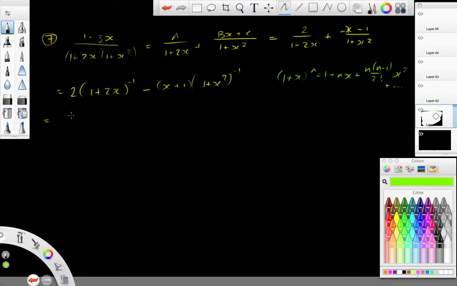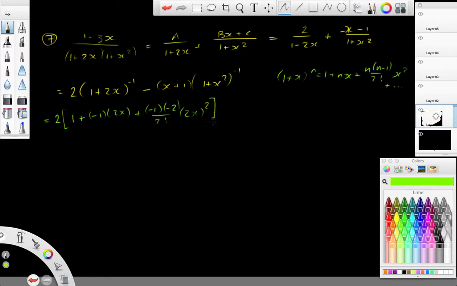So here we need to just be careful with the signs. So it's going to be 2, be careful with the signs, and just careful with the expansions. As long as we've got a coefficient of 1 here at the beginning, we're fine. Alright? So we're going to have 2 times 1 plus n times our x in this case, plus n times n minus 1 over 2 factorial times 2x squared.